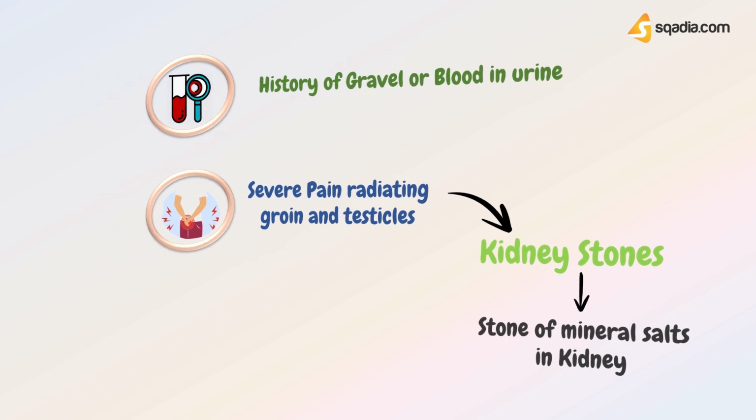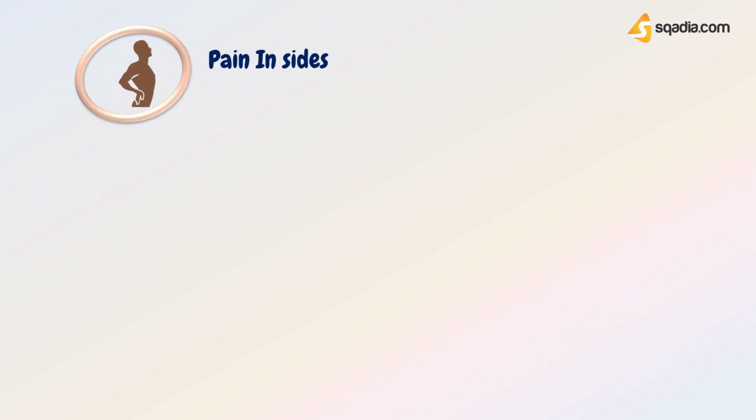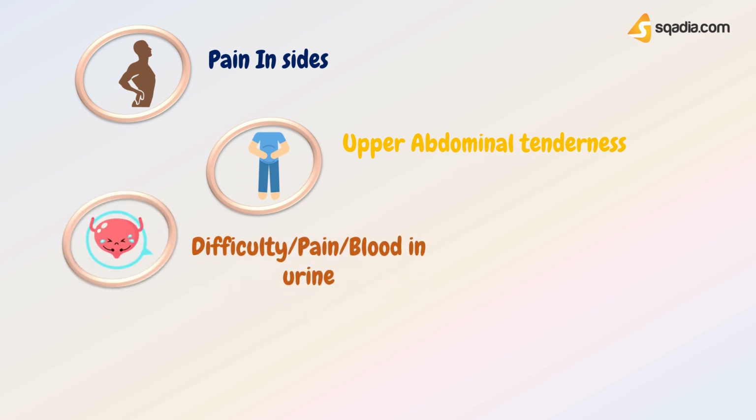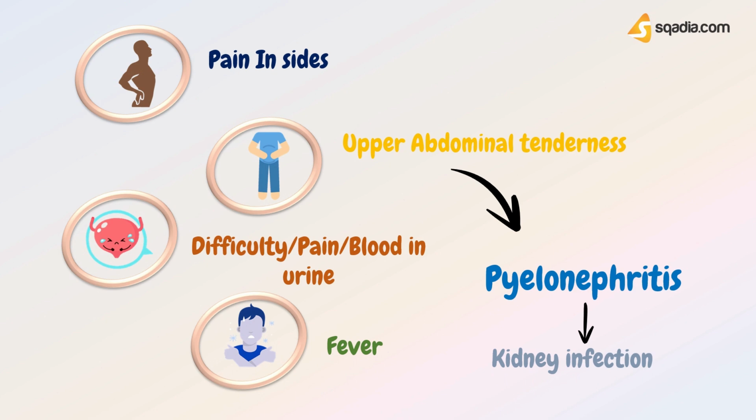What if your patient is having pain in the sides, upper abdominal tenderness, difficulty, pain or blood with urination, and fever? Then these symptoms might be caused by pyelonephritis, which is a kidney infection.